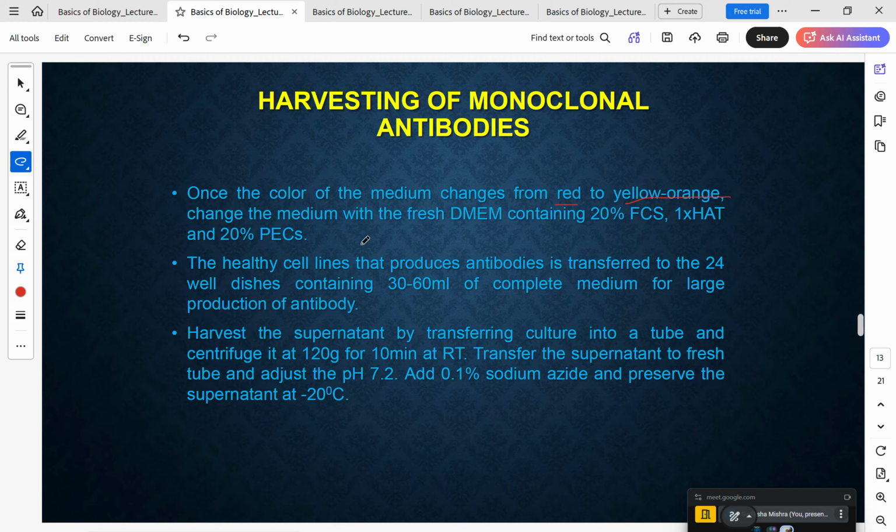So if the media color changes, then you can change the media into fresh media, and then the healthy cells which are producing the antibodies can be expanded. They can be put in bigger dishes to make more antibody. You can harvest the supernatant by transferring the culture into a tube and centrifuging it. You can adjust the pH, because it was at acidic pH, bring it to neutral pH, and then add sodium azide for preservation, and then you can preserve the supernatant.